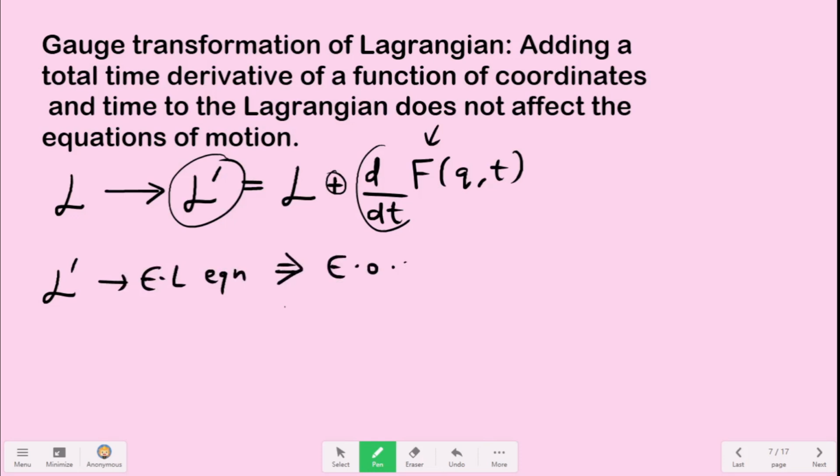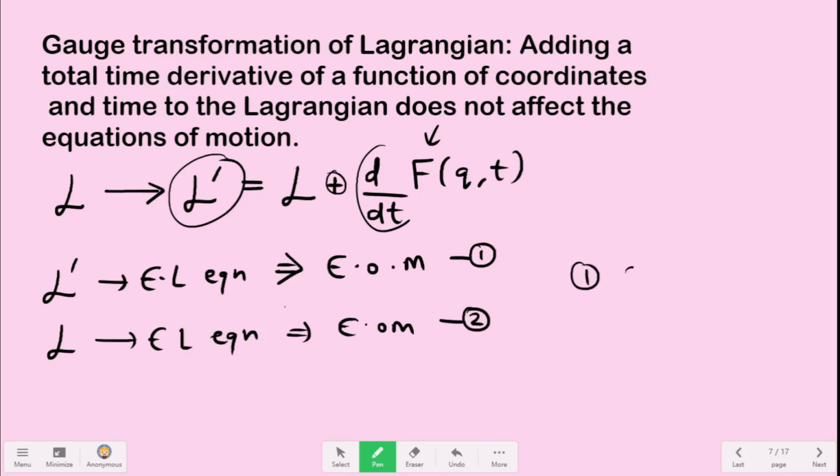Let's say this is equation of motion 1, and if we put L into Euler-Lagrange equation, then also we will get an equation of motion. Let's say that equation of motion is equation of motion 2. Then we are saying that 1 and 2 are same. In simple words, gauge transformation of Lagrangian is such a transformation of L due to which equation of motion does not change.